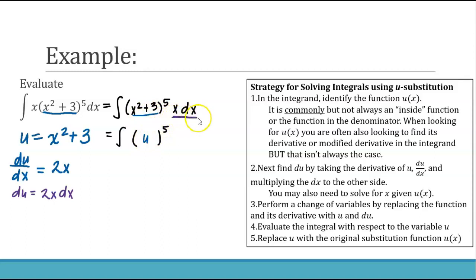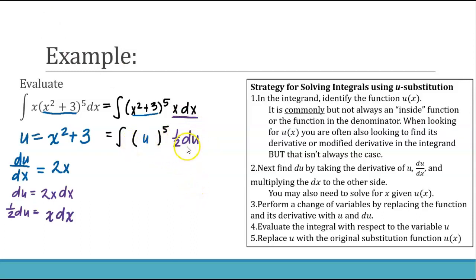Now this right-hand side, x dx, I want to go ahead and replace that with something involving u's. I want to change everything to u's and du's. Well, I know that du is equal to 2x dx. Well, I only have an x dx to replace. So I'm going to go ahead and divide both sides by 2, or multiply both sides by a half. So I know that 1/2 du is equal to x dx. So now I'm going to replace this quantity, x dx, with what I know it equals, which is 1/2 du.